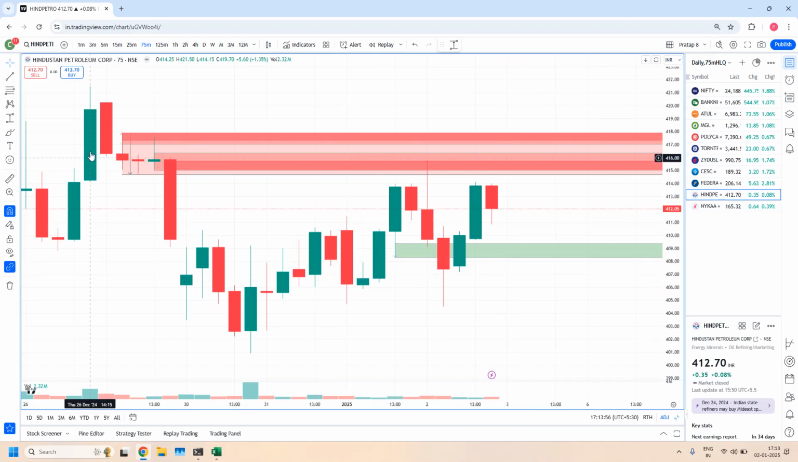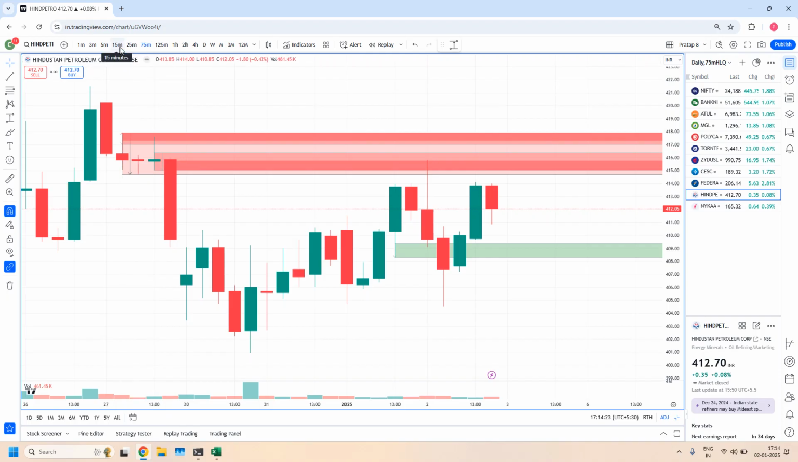The first one is Hindustan Petroleum. This is a drop-base-drop. This is a 75 minutes high liquidity supply zone. So we are at the 75 minutes time frame. And as per the HLQ zone strategy, you learn in lesson 21, this should be fine-tuned up to 5 minutes time frame. So this is fine-tuned with 15 minutes time frame.